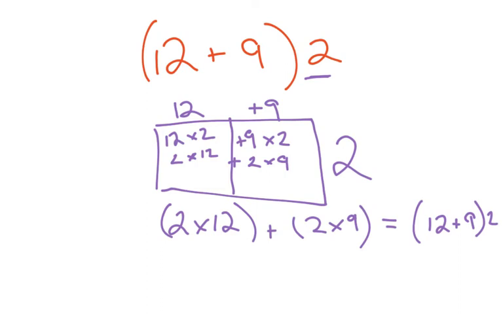If you're actually looking for an answer, you would say, well, 12 times 2 is 24, and 2 times 9 is 18, and I add them together, and then you could write your final answer. Depending on the question, you'll either be writing an answer or you'll be writing how to write the problem as a multiplication sentence.